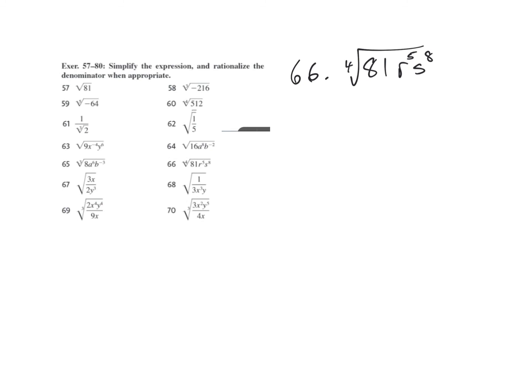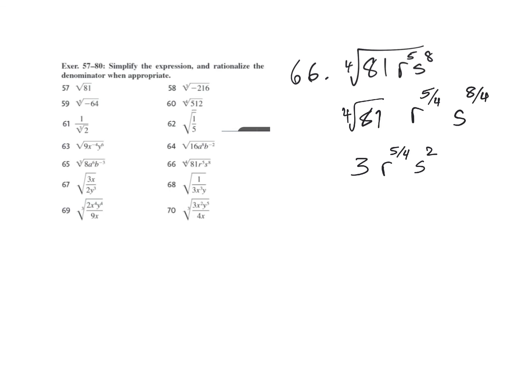Alright, so let's do this without splitting it apart. We can go ahead and split the 81 out if we want, and try to figure that out if you don't know what the answer is. But let's go ahead and do r to the exponent over the root and s to the exponent over the root. So what do we have? The fourth root of 81, if you break it down, is going to be 3. 3 times 3 times 3 times 3 is 81. And this is r to the 5/4 and s squared.